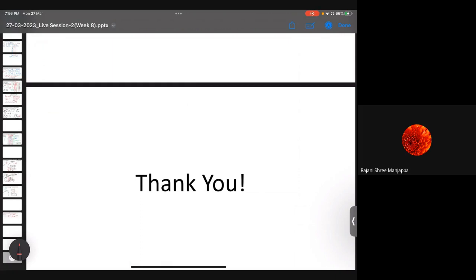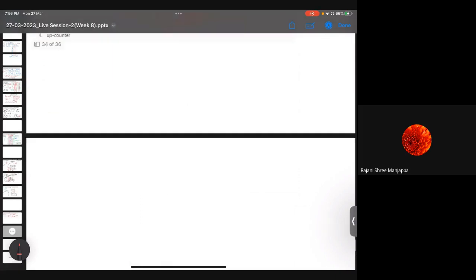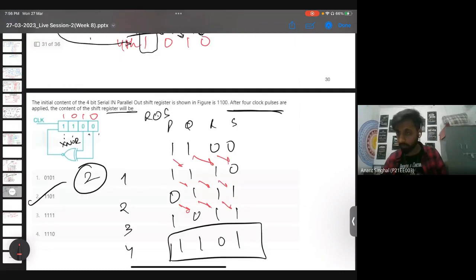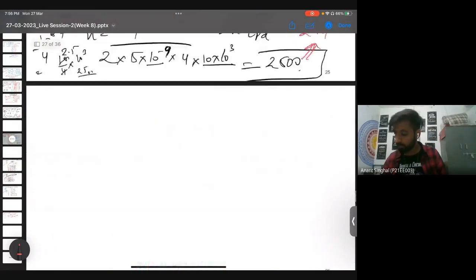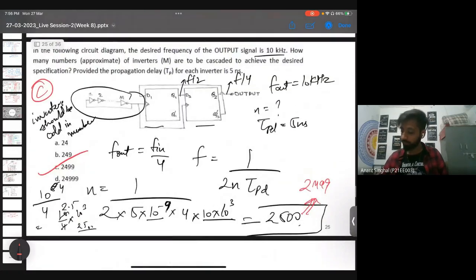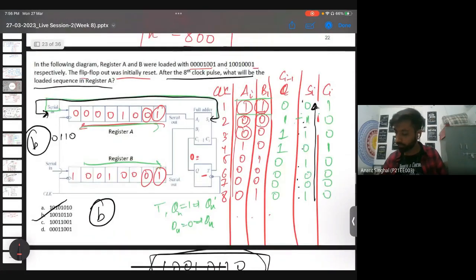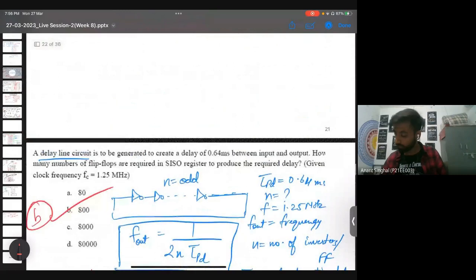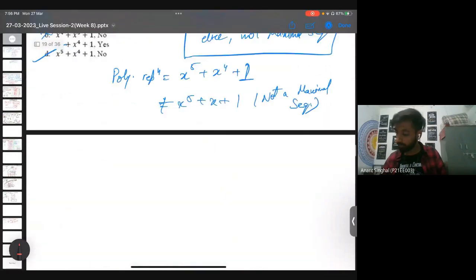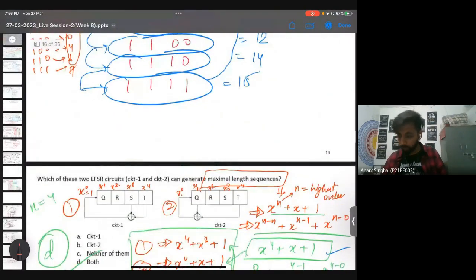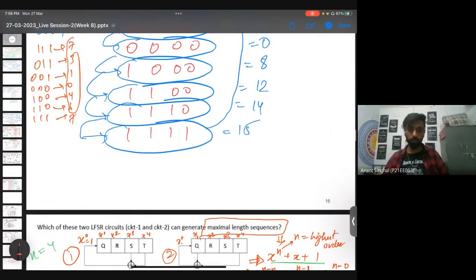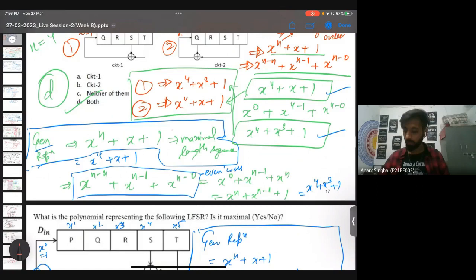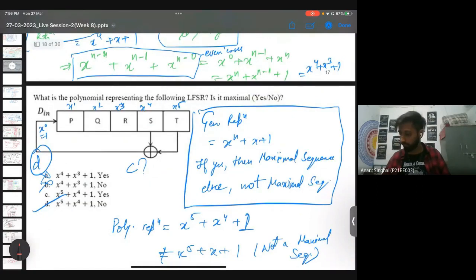Okay, can you please show the answer for the T flip-flop question? Which is the T flip-flop? This one. Sorry, does not have a T flip-flop. Where's the T flip-flop? Maybe you can email me. I'll send you the PDF, or you can get it in the drive. So since we are out of time, I'll send you this PDF.